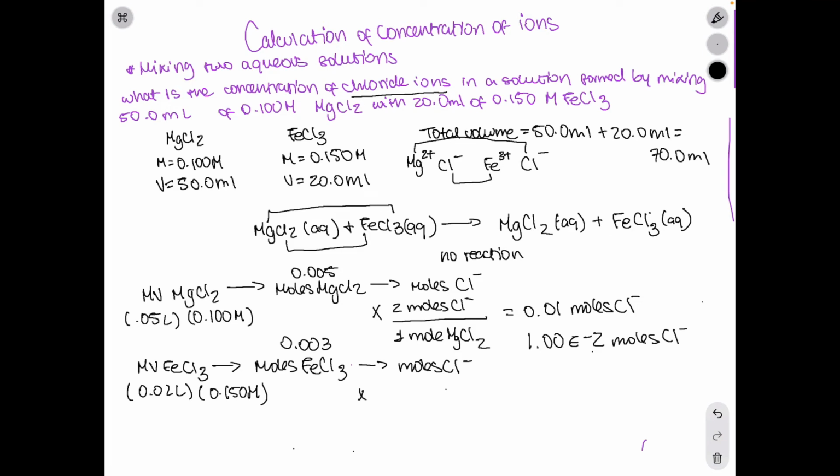So now we do the ratio, so we can convert it to chloride ions. So for 1 mole of iron chloride, it's gonna be 3 moles of Cl. So now this multiplied by 3, it's gonna be 0.009 moles Cl minus.